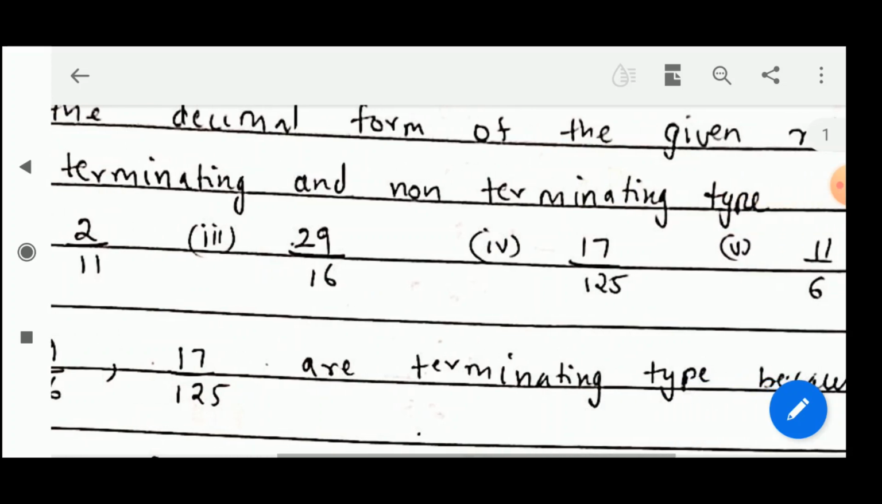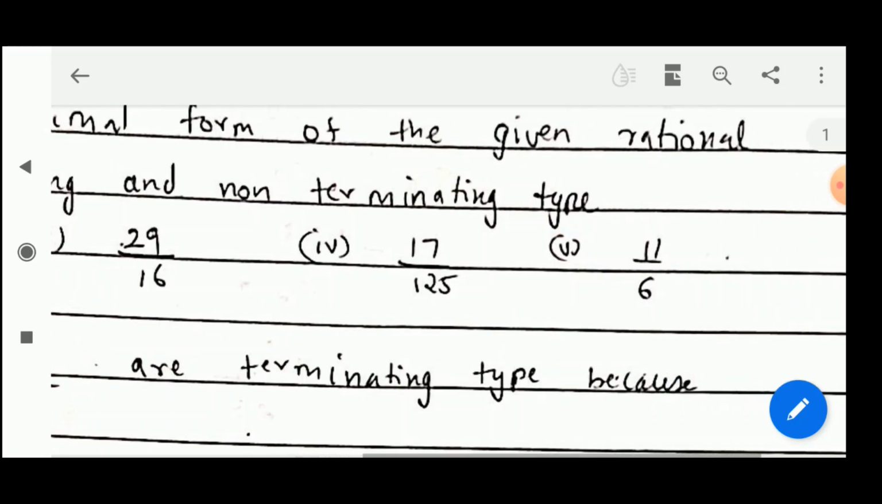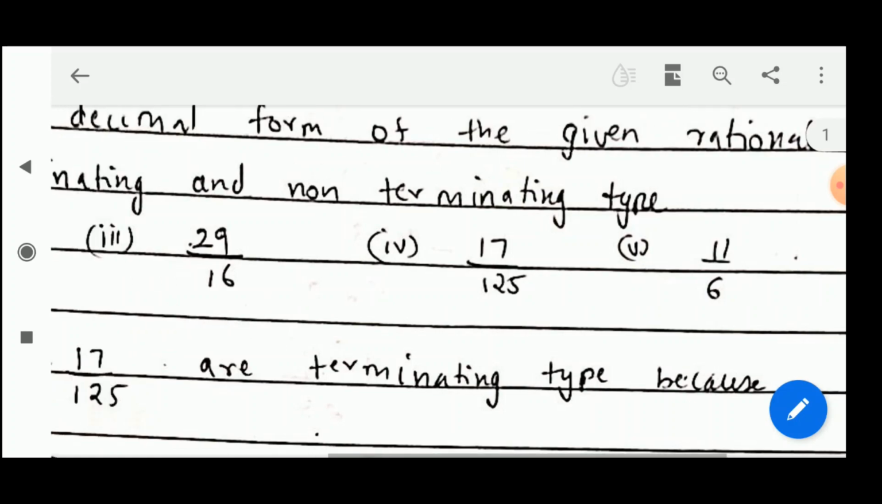Then 17 upon 125. The prime factors of 125 are 5 into 5 into 5. So the decimal form will be terminating type. Then 11 upon 6. The prime factors of 6 are 2 into 3. So the decimal form will be non-terminating type.